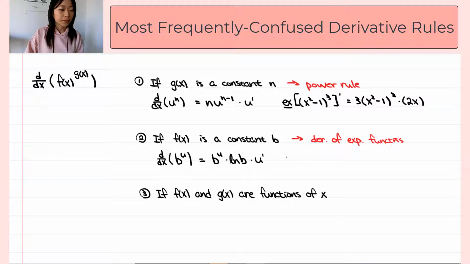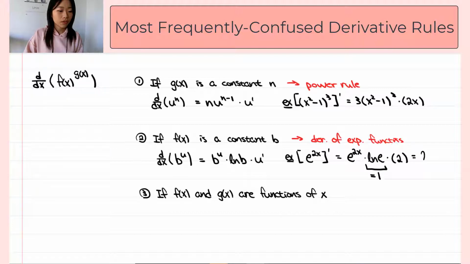Let's look at a quick example. We want to find the derivative of e to the power of 2x. This derivative is e to the power of 2x times ln of e times u prime. The u here is 2x, its derivative is 2. And ln of e equals 1. So this derivative is 2 times e to the power of 2x.